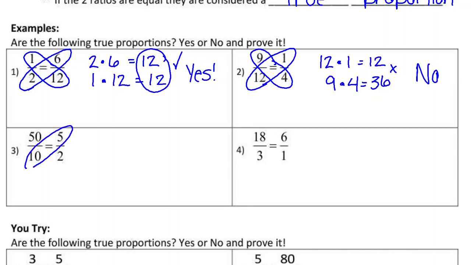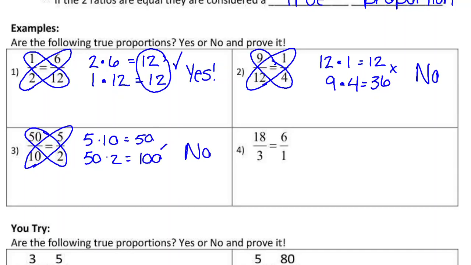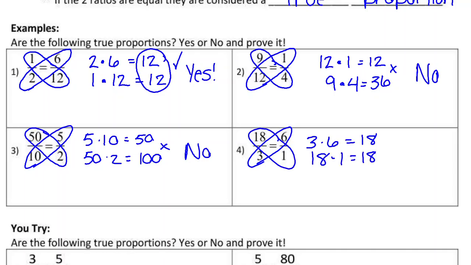So if you multiply 5 times 10, you get 50. And if you do 50 times 2, you get 100. So no, those are not equivalent because they're not equal. And if you do 3 times 6, you get 18. 18 times 1 is 18. So yes, these ones are equivalent because they're equal to each other.